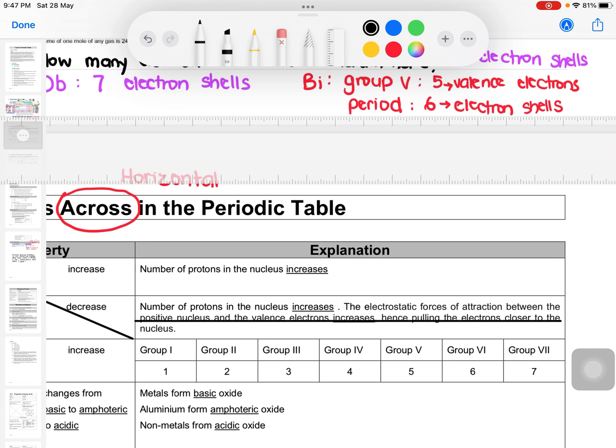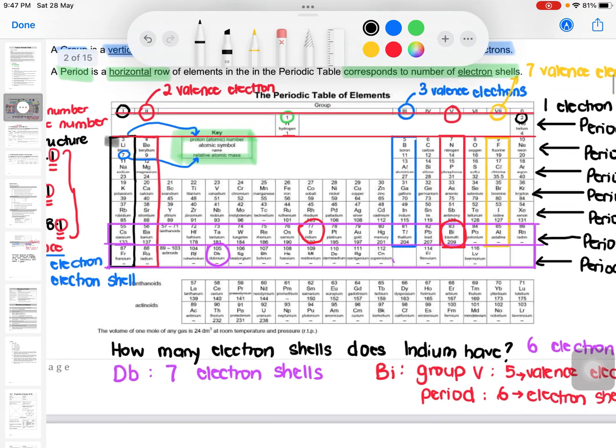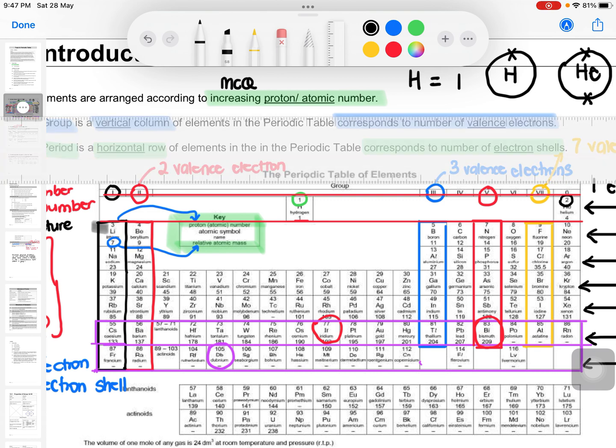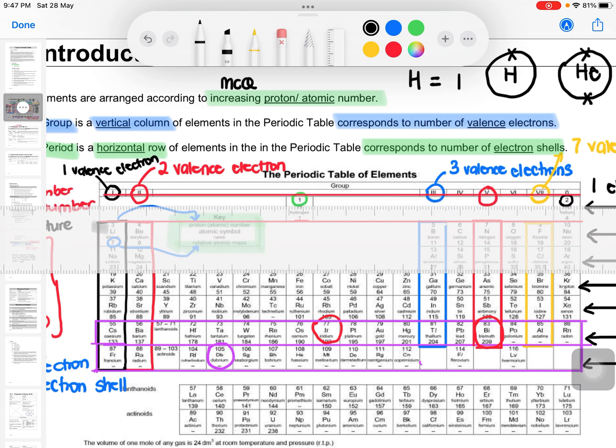So this section here you can cancel. Okay, as you move across, the number of valence electrons increases. So what is the explanation? If you look at a group, elements in group 1 have 1 valence electron. Then after that 1, 2, 3, 4, 5, 6, 7 and so on. So as you move across, the number of valence electrons increases.